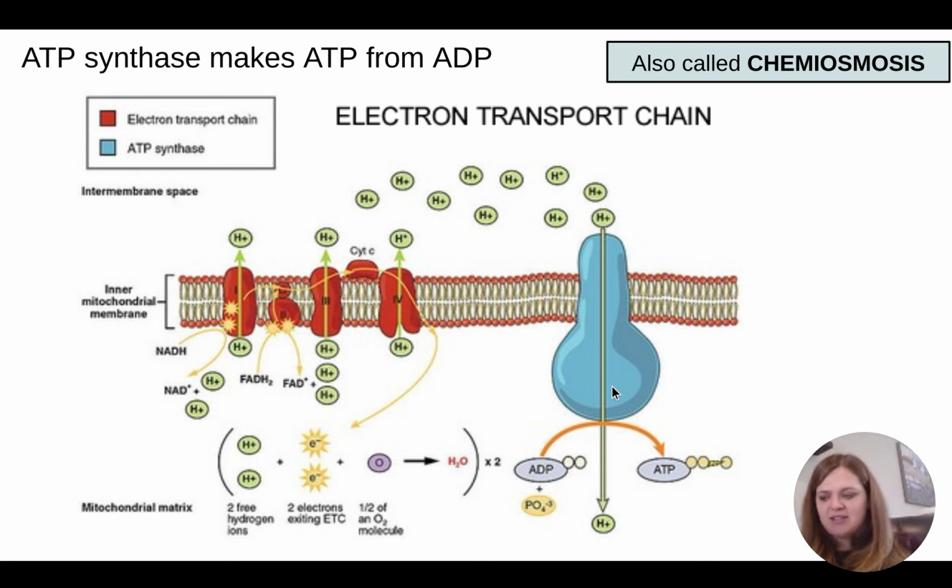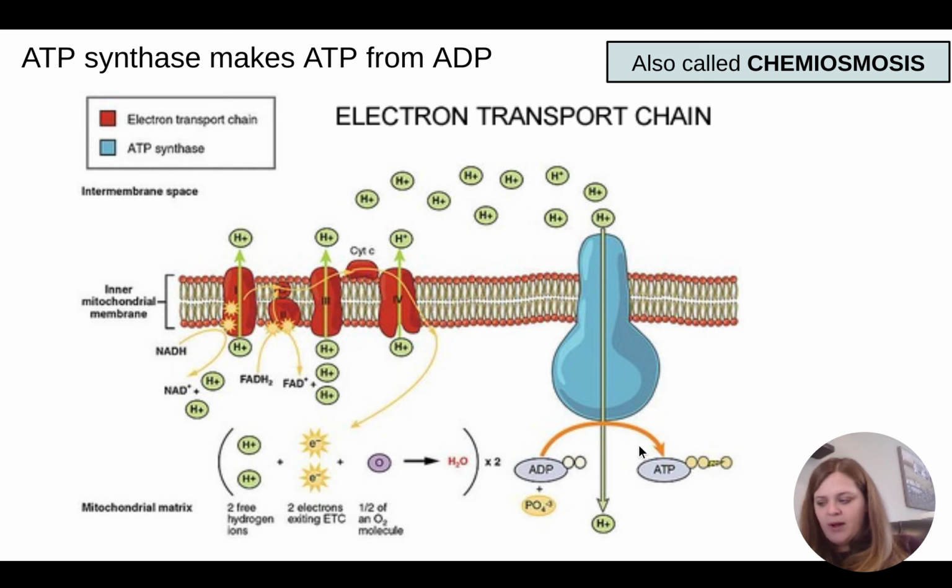I like to think of this like a generator, because it actually spins, it's got this detail in it that causes it to spin, basically like water flowing out of a dam. These hydrogens going back through to the other side are going to create that energy that we need to turn that ADP into ATP. So that's that last step there.